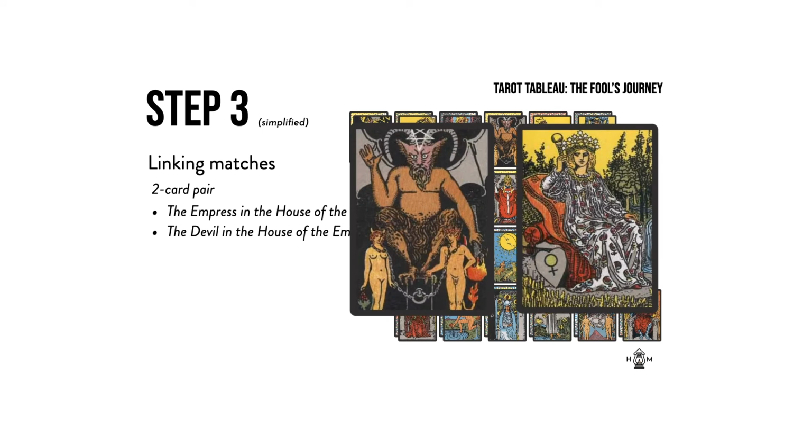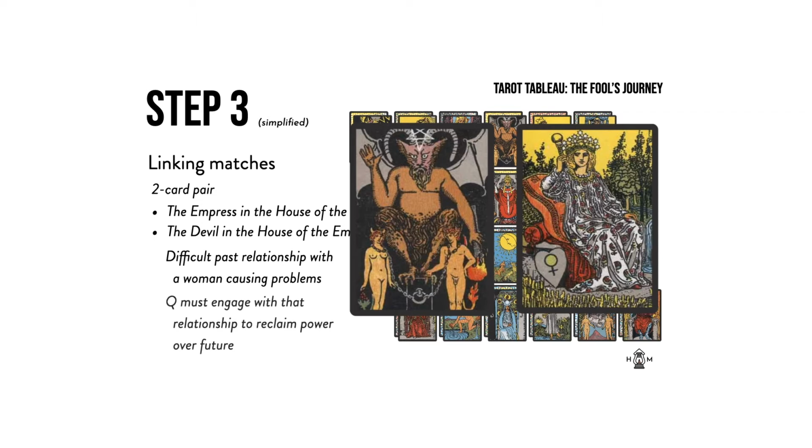Thinking in terms of their keywords, we can understand that there's a difficult past relationship with a woman who won't just stay in the past where Q would like her. This relationship requires Q's attention right now because it's important to their current journey. It probably won't be someone that Q wants to deal with, and it may not be necessary to actually engage with the person. However, Q must engage with that relationship in order to be able to plan for the future in a way that puts some power back in Q's hands.